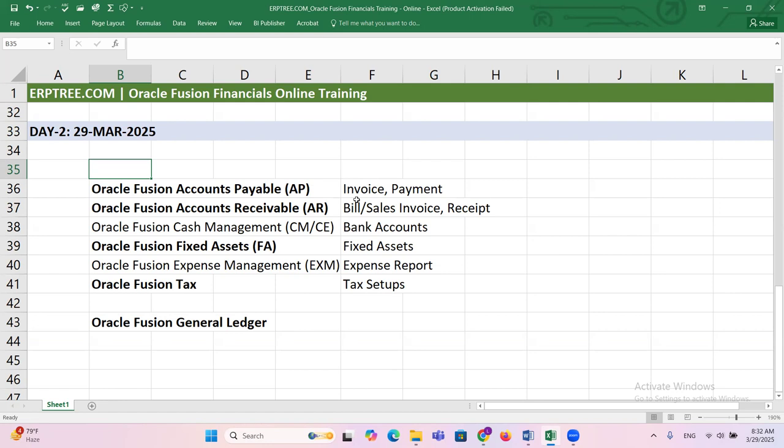And what is the purpose of the Oracle Fusion General Ledger application? Just now we discussed what we can do in each application, and if you want to understand the relevant information, definitely you have to go to that application. Now, my requirement is I want to understand how much revenue I received.